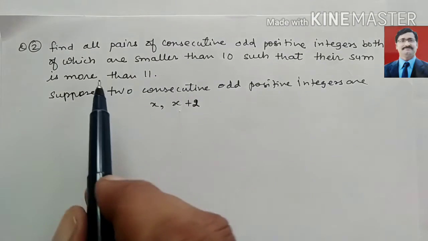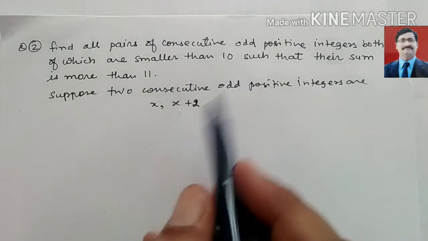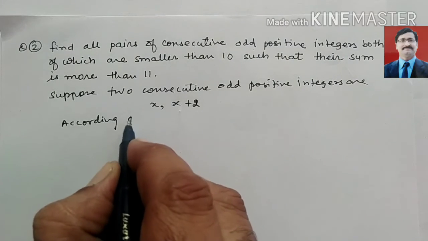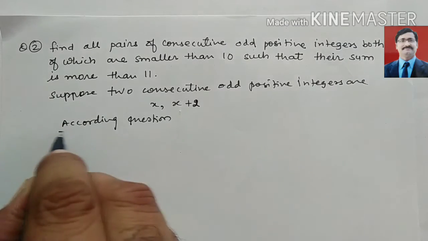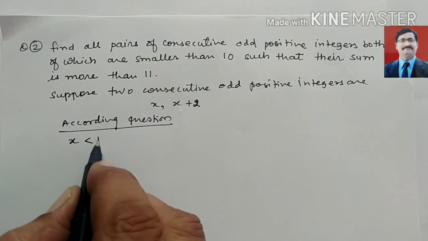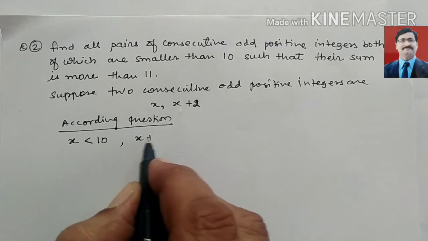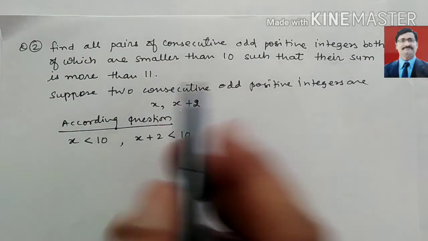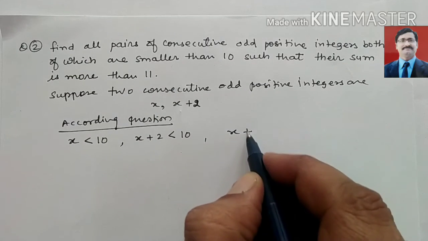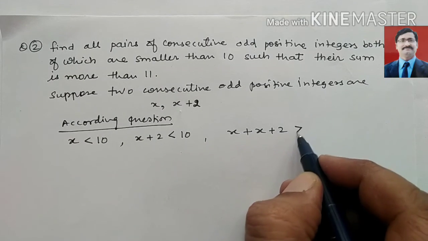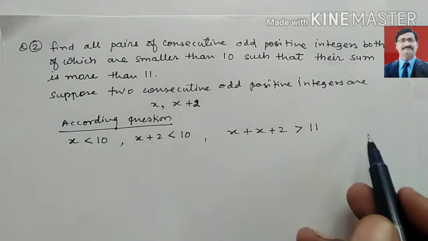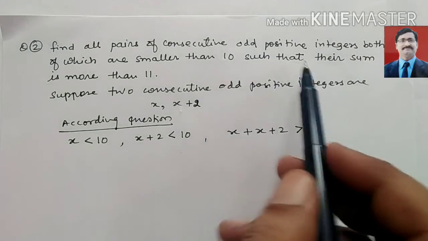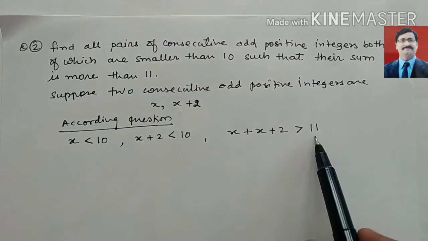Okay, now look here, which are smaller than 10 means according to the question we can write both are less than 10: x is less than 10 and x plus 2 is also less than 10, such that their sum is more than 11. Sum of these two we have to take, sum of these two is more than 11. These three conditions are given.